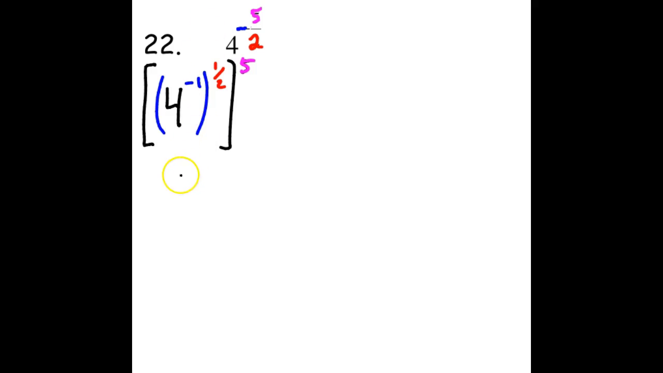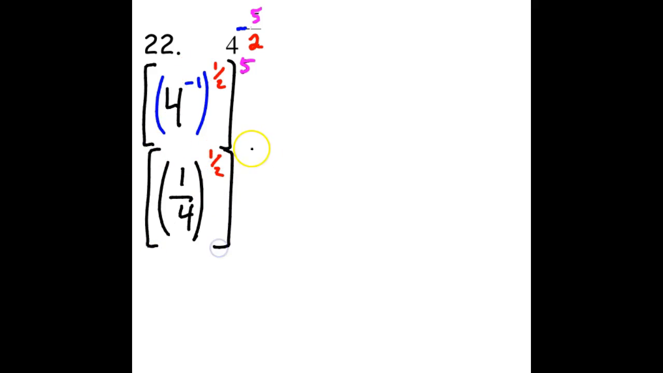So I'm going to stick to this order. I'm going to do 4 to the negative 1. So that equals 1/4. That makes it a fraction. And I still need to raise it to the 1/2. And I still need to take it to the 5th power. So square root of 1/4 is 1/2. Raise that to the 5th power, that's 1/32.